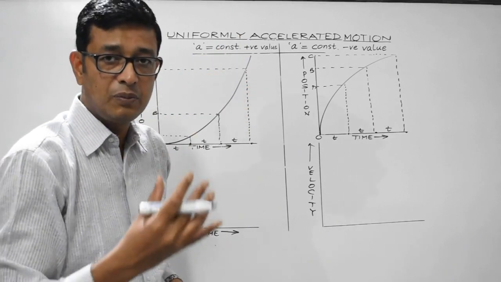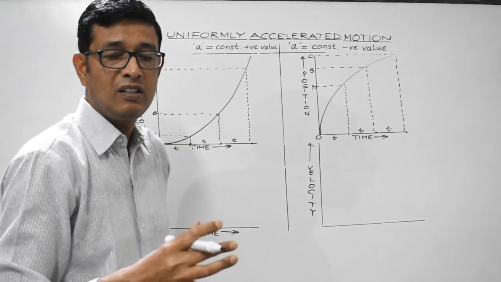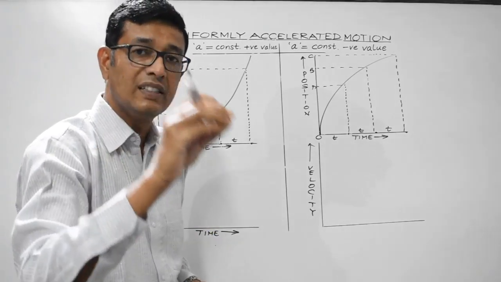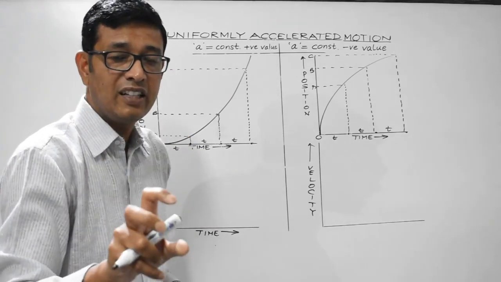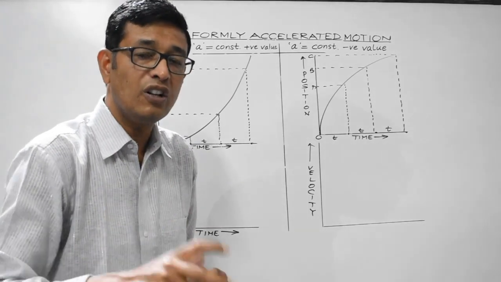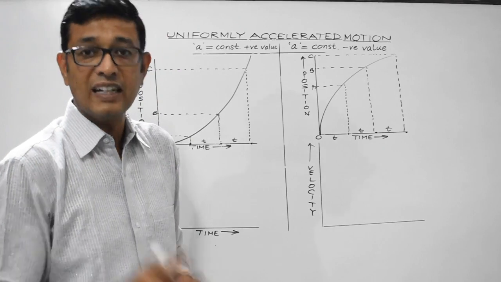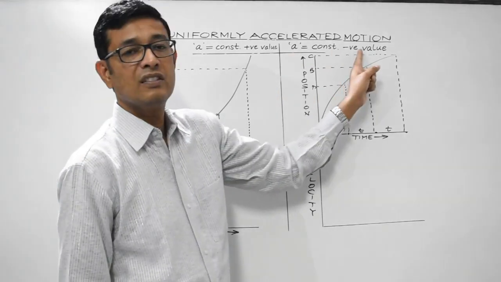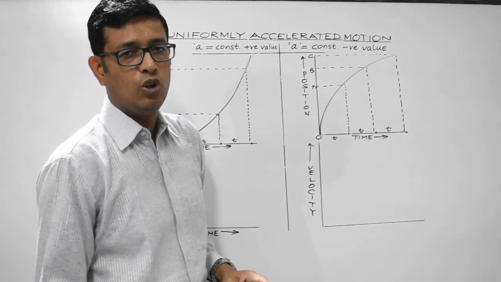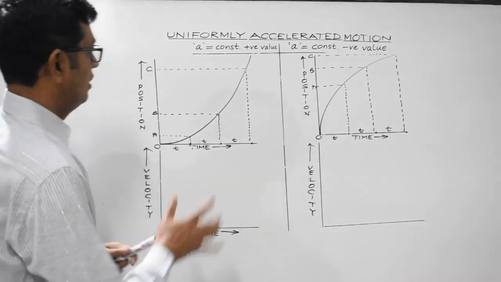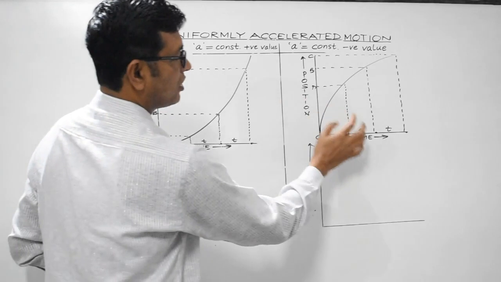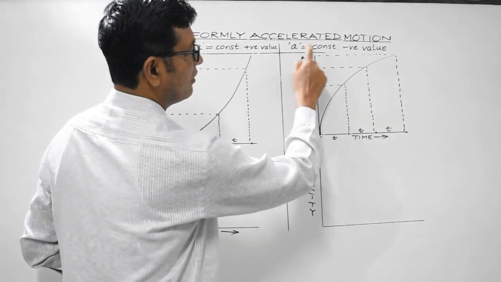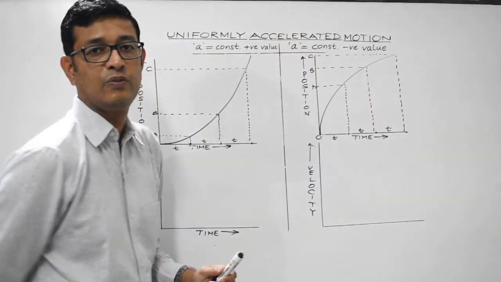So this is possible only when the velocity of the body is decreasing. And when the velocity of the body decreases, it must be the case of retardation or deceleration. That is when the value of A is negative. I hope you have understood completely. This is the position time graph when A has a constant positive value, and this is the position time graph when A has a constant negative value.